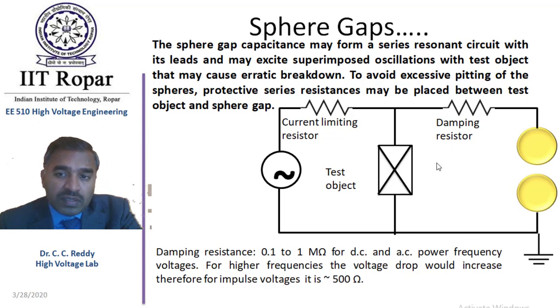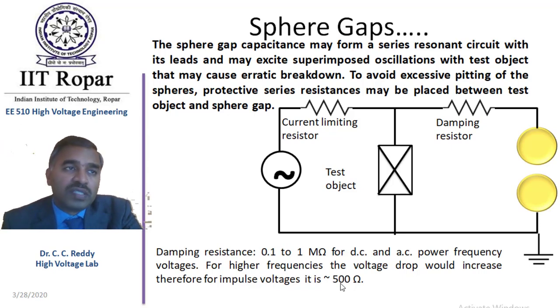However, there is a certain limitation on this. The damping resistance for DC and AC can be up to 0.1 to 1 megaohm. But for impulse voltages, it is to be limited to 500 ohms. The reason is that for impulse voltages containing high frequency components, the capacitive impedance becomes small. Therefore, the drop in the resistor would increase. Therefore, obviously, we have to decrease the resistance for impulse voltages.